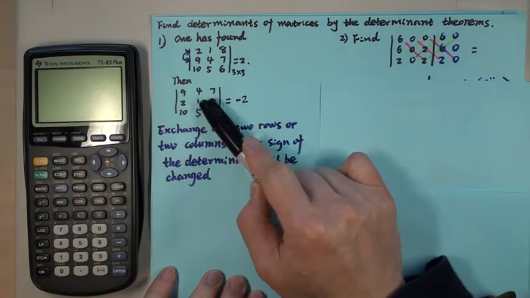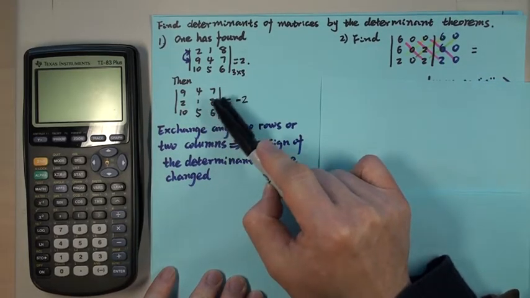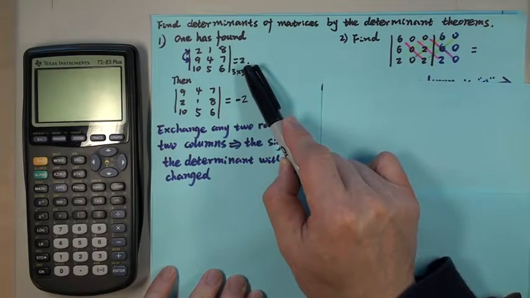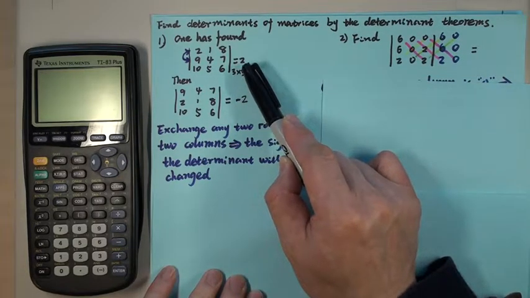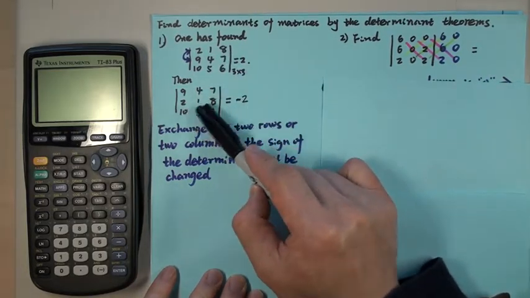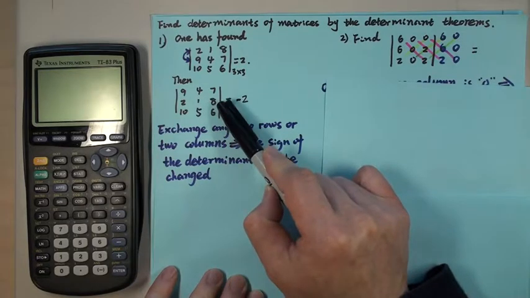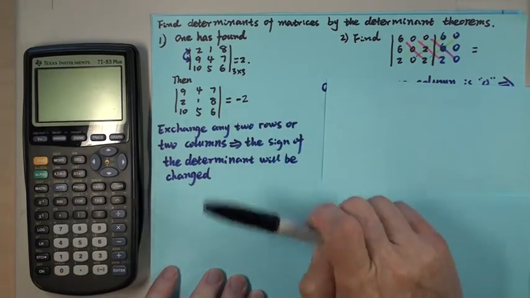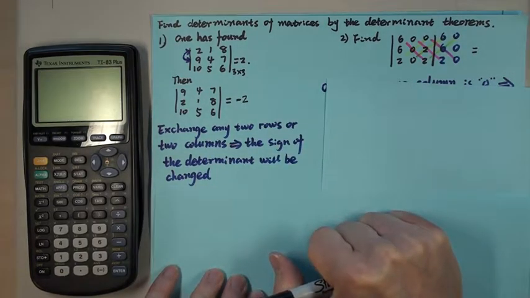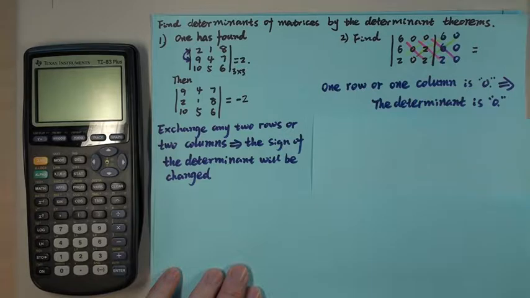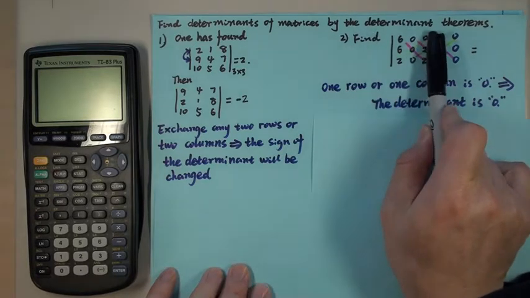You would have to recalculate this one. But since we already found the determinant is 2, and those two rows are exchanged, you get the new matrix, and then you just need to switch the sign. So the first one is an easy one. Is the second one also easy? It is, if you remember the determinant theorems.